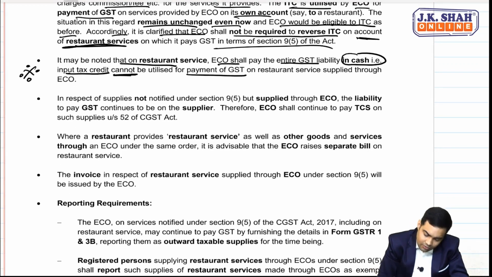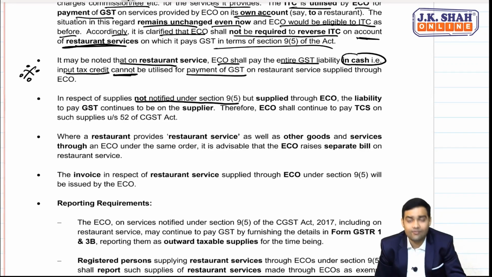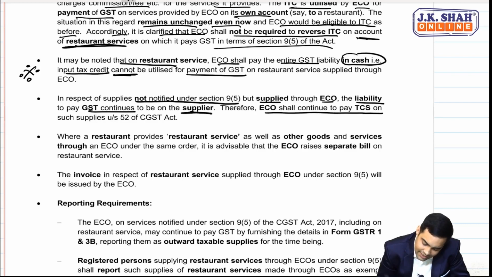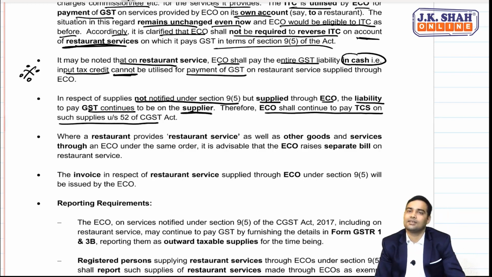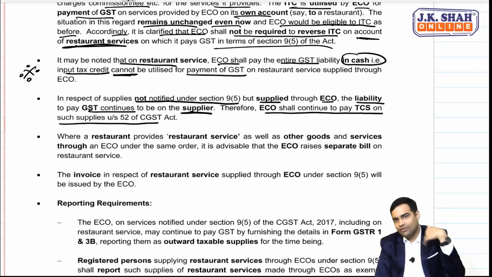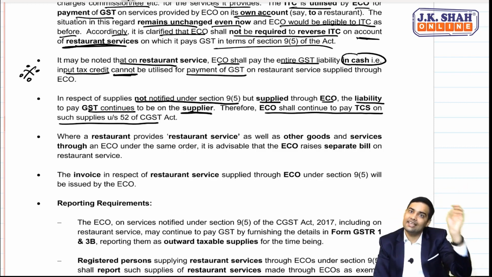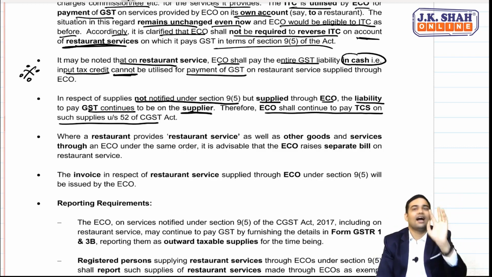Okay. People, what about supplies not notified under 9.5? Who will pay the tax? Sir, simple. If it is not notified under 9.5, supplied through Eco, then liability to pay GST continues on the supplier and Eco will pay TCS for such supplies. Is it, sir? Yes. See, either there will be 9.5 where Eco is paying the tax or Eco will collect TCS of 1%. Eco will collect TCS and that TCS will get reflected in the eCash ledger of the supplier after filing a form.